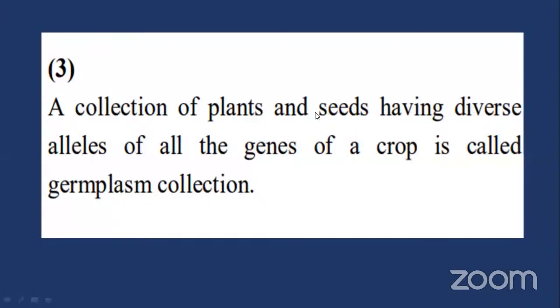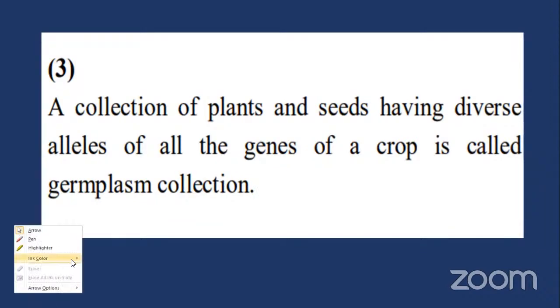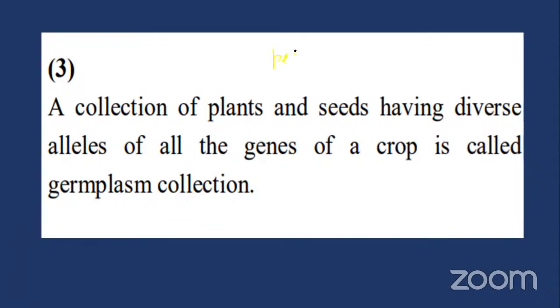Next one. The collection of plant and seed having diverse alleles of all the genes of a crop is called a germplasm collection. Take an example: petrol also has some, what is that? Pollen grains. The pollen grains also, you have to wash them for a few minutes, and with the help of some other technique, they will grow as a new plant due to tissue culture. Okay, that is also an important point.